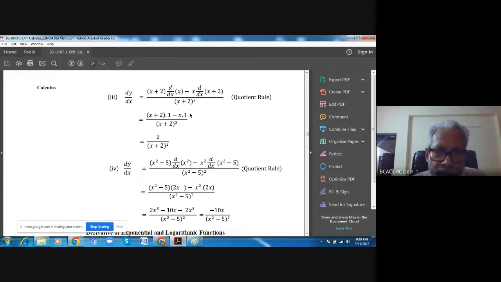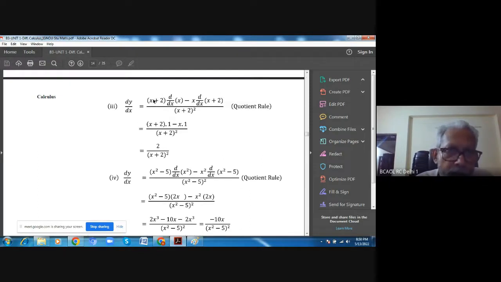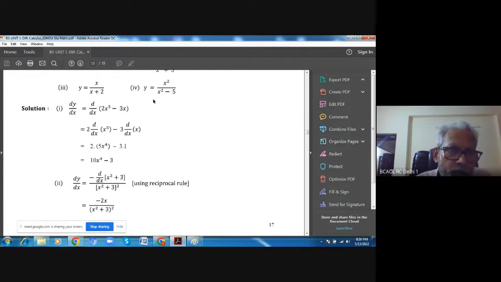So in this case, what happened? The formula is u over v into dx. I mean this lower part will come here, and d by dx of the other part. You see the question is x divided by x plus 2, isn't it? Yes, x divided by x plus 2.